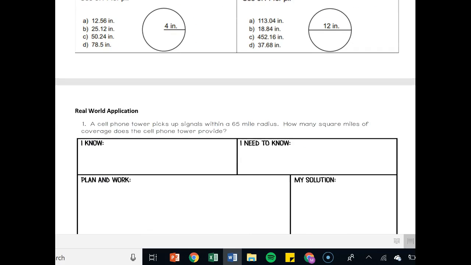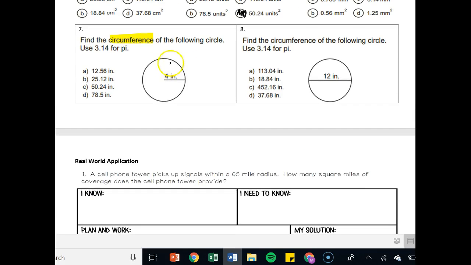So in this case, number 7, they gave us a radius. It has a radius of 4. So it would make sense to use C equals 2 pi times the radius, since we have what the radius is. So C is equal to 2 times 3.14, and you could write these all in parentheses if you want, times 4. And you can do that all in one swoop, and you get the circumference of this circle as 25.12 inches. So B.